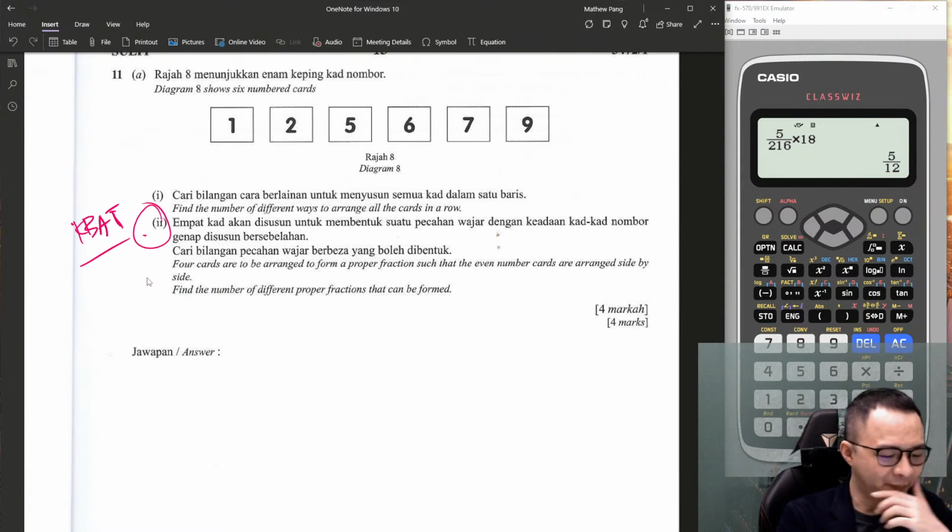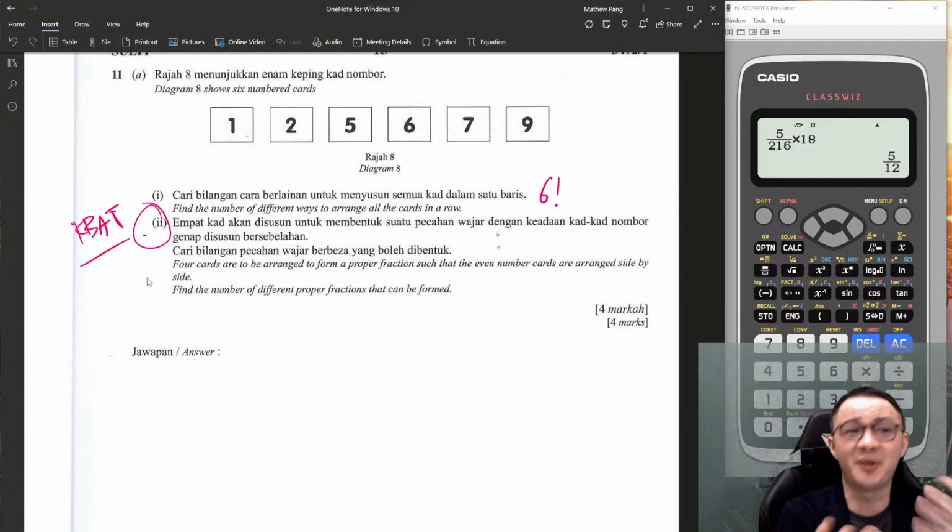Alright, so part A is actually quite easy. Right now you have 6 different cards: 1, 2, 5, 6, 7, 9. Find the number of different ways to arrange all the cards in a row. So you want to arrange 6 cards. Basically what we do is just 6 factorial, isn't it? So yeah, this is a bonus mark, 6 factorial.